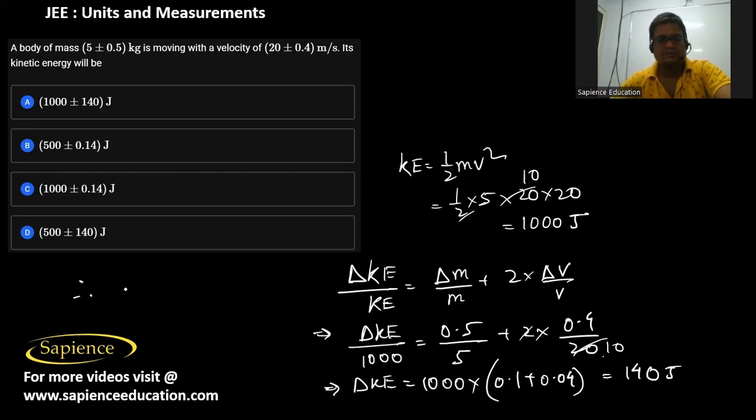So therefore the kinetic energy will be equal to 1000 plus or minus 140 joule. So option A is the correct answer.